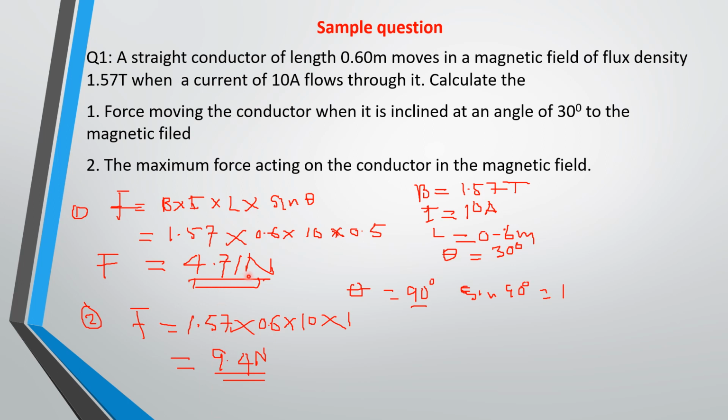Alright, so this one will give you 4.71 when you use your calculator, and then for the second one you have 9.4 Newton. It's 4.71 Newton and this is 9.4 Newton. Alright, so this is how to apply the equation to solve the force on a current carrying conductor in a magnetic field. Let's do another one.